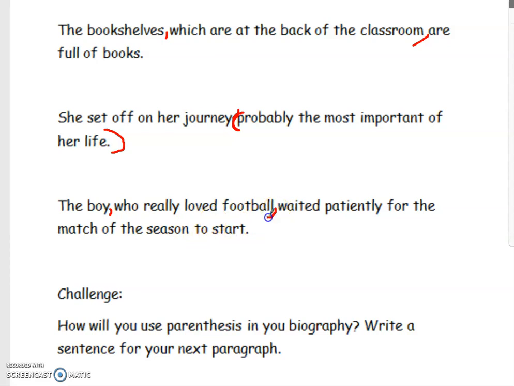So we put that there. It's adding information about football. I can think of a few boys, definitely in my class, that would definitely associate themselves with that sentence.